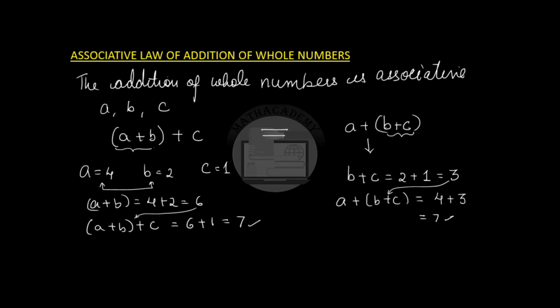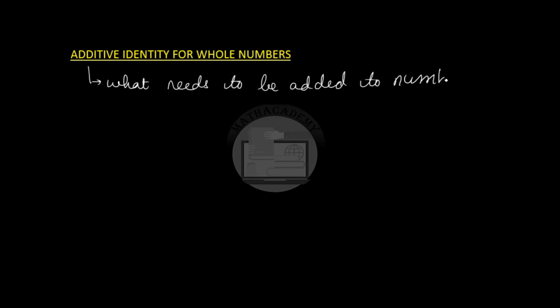Okay, now let us see the last property of addition, which is existence of additive identity. What does additive identity mean? Additive identity, if we have to remember it, how do we remember it? What needs to be added to a number to get the sum as this number itself.